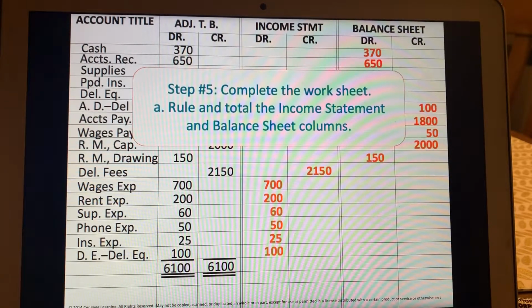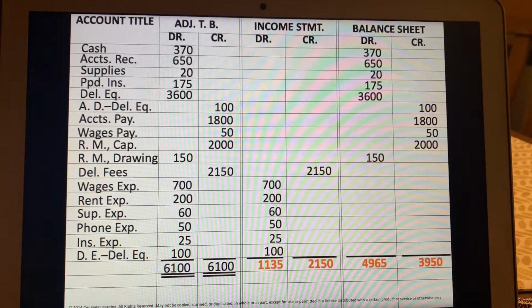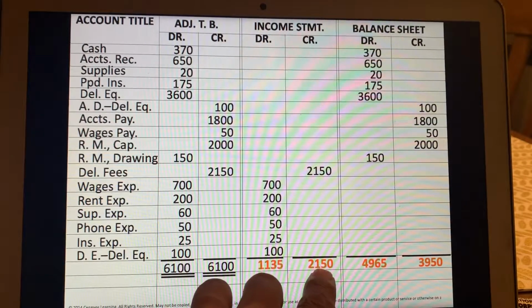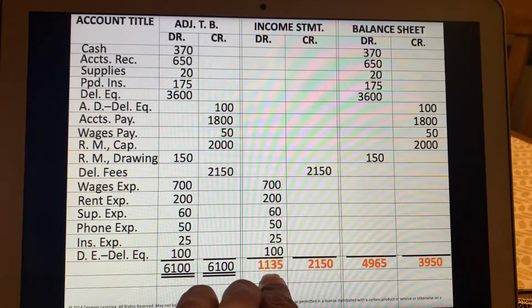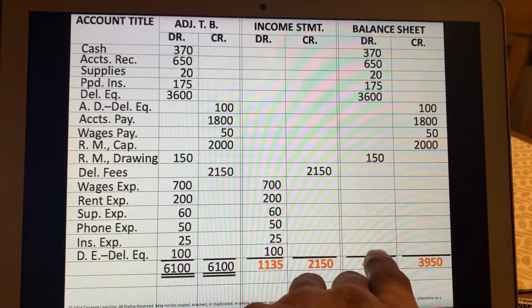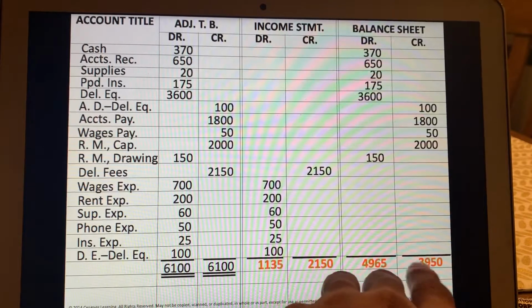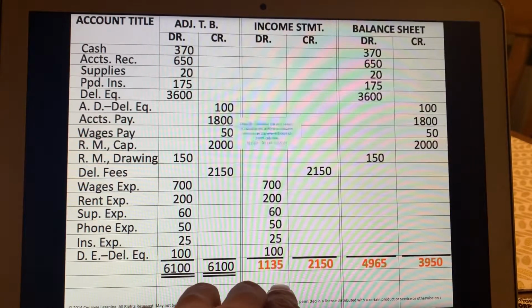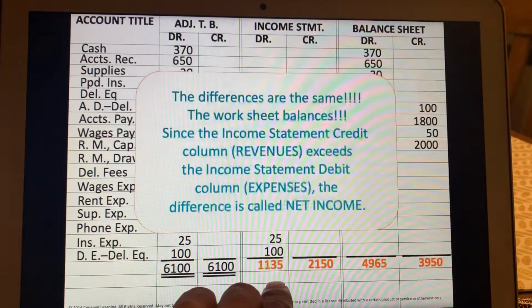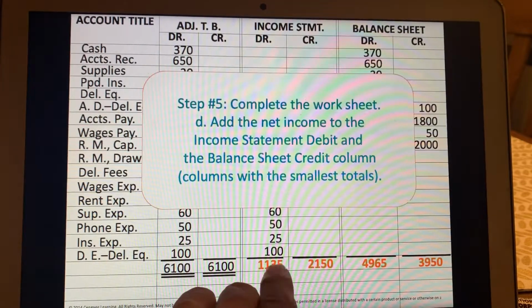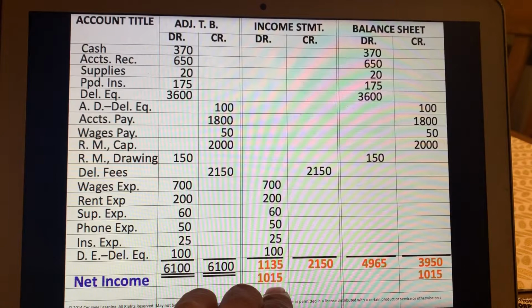Okay. Step 5, complete the worksheet. Okay, so $11.35. So the difference between these two right here, this is our revenue minus our expenses. That'll be our net income. Over here, our balance sheet. Now notice they don't balance. The reason why they don't balance is because of our net income, and that'll show here in a bit. And I just talked about all of this, so I'll just zoom through it. If you want to go through it, you can go through it on the presentation.